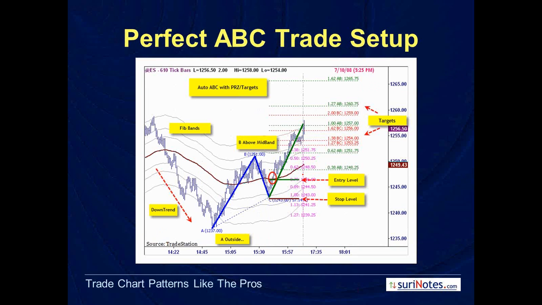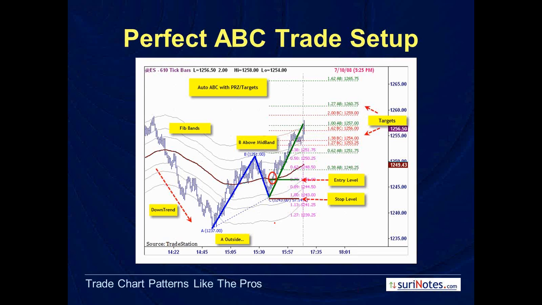Now let me address what the perfect ABC trade setup is. The perfect ABC setup is detected using 2 different tools. One is the ABC pattern detection itself, and the second is called the fib bands. You see these wavy lines around this ABC pattern. The ABC is in blue, and then we have these wavy lines. These are the fib bands. They are all automatically detected, including the entry level.